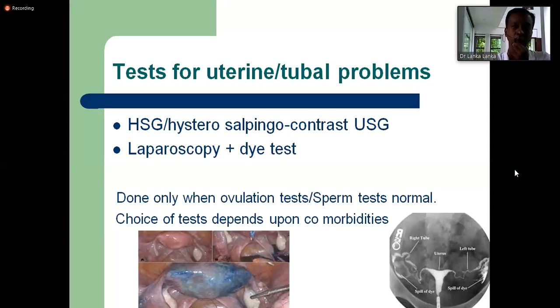Because then you can diagnose any pelvic diseases which is not possible with the HSG, and with the laparoscopy at the same time you can treat them.